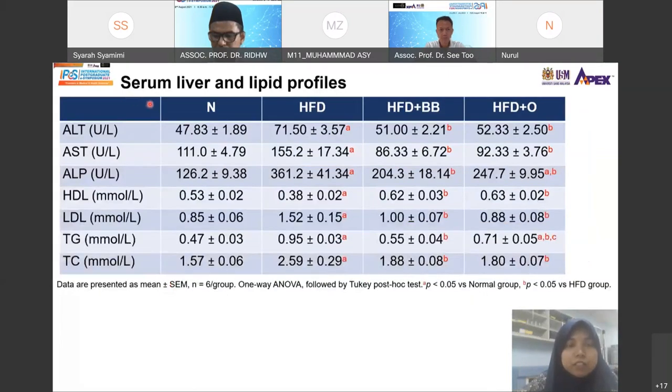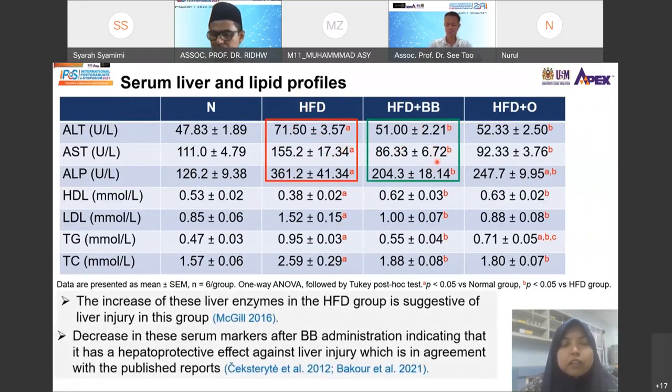This table showing the serum, liver and lipid profiles. The study demonstrated significant increase in levels of liver enzymes in high-fat diet group compared to normal group, whereas intake of bee bread significantly reduced this level of liver enzymes. The increase of these liver enzymes in the high-fat diet group is suggestive of liver injury in this group. Decrease in this level of liver enzymes after bee bread administration, indicating that bee bread has hepatoprotective effect against liver injury, which is in agreement with the published reports.